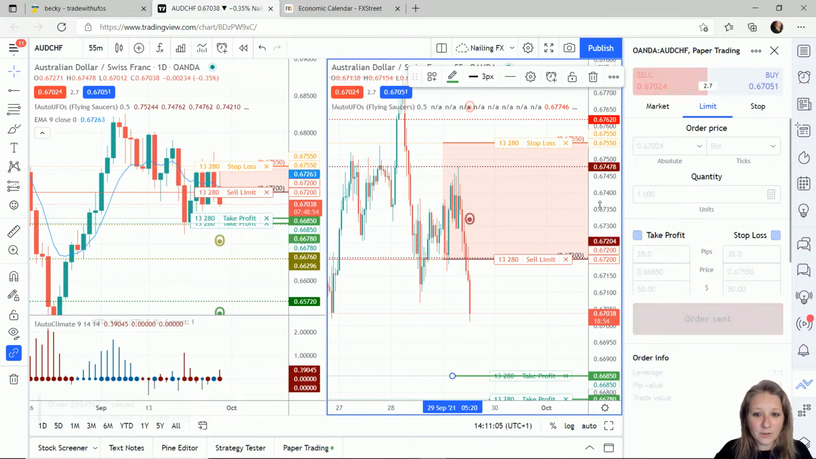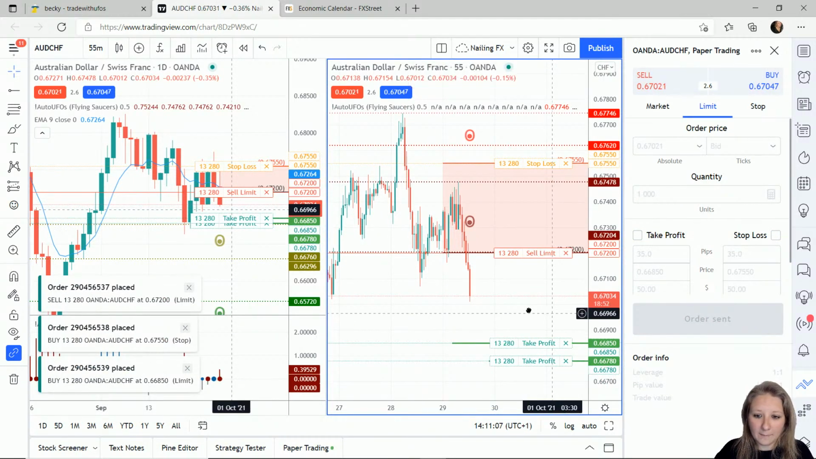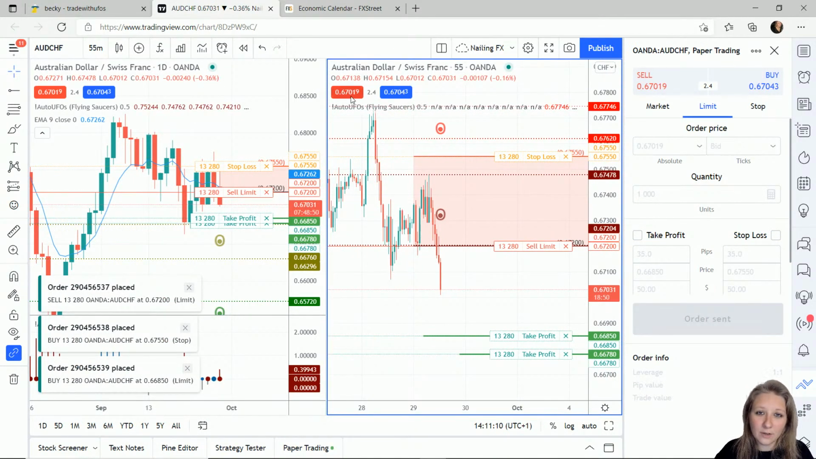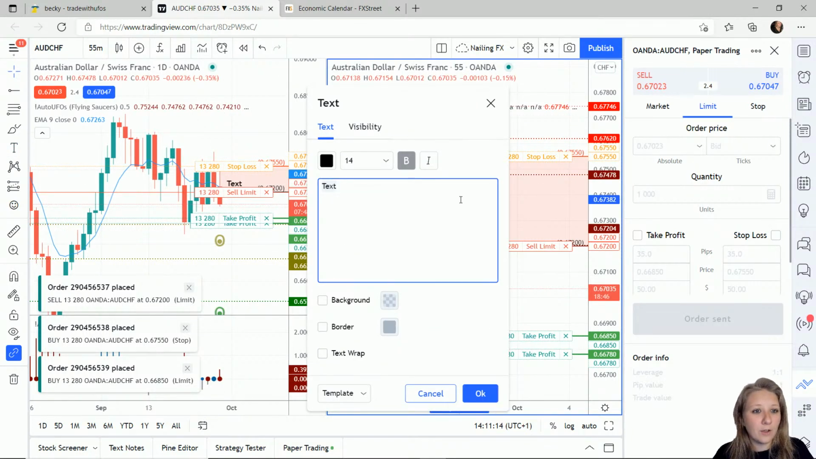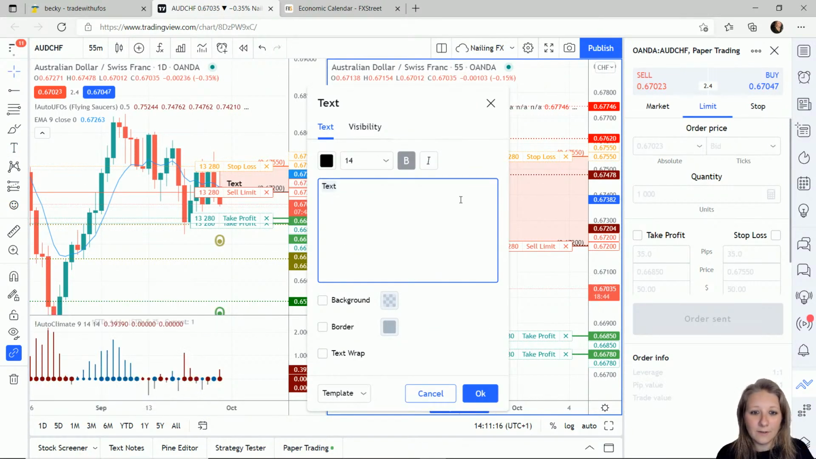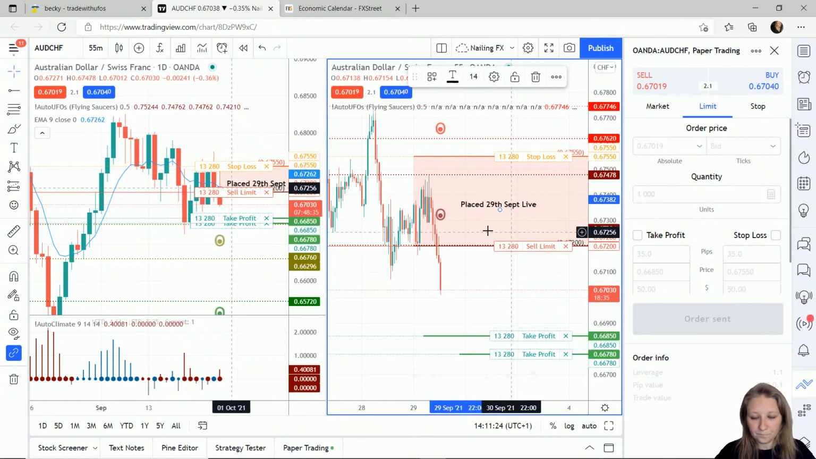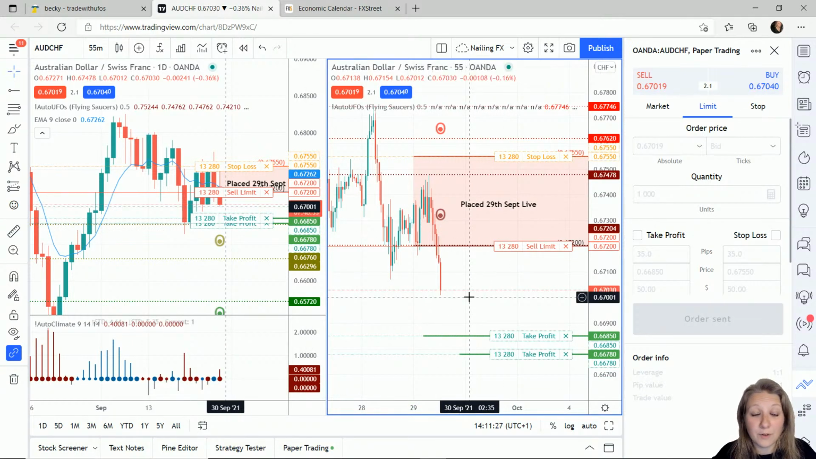So that's the first trade that we put on today. So we've got a short on the Australian dollar versus the Swiss franc. We're using Oanda data, and we are using a daily chart on the left hand side, 55-minute chart on the right hand side. This was placed on the 29th of September in the live session. As in the free sessions.